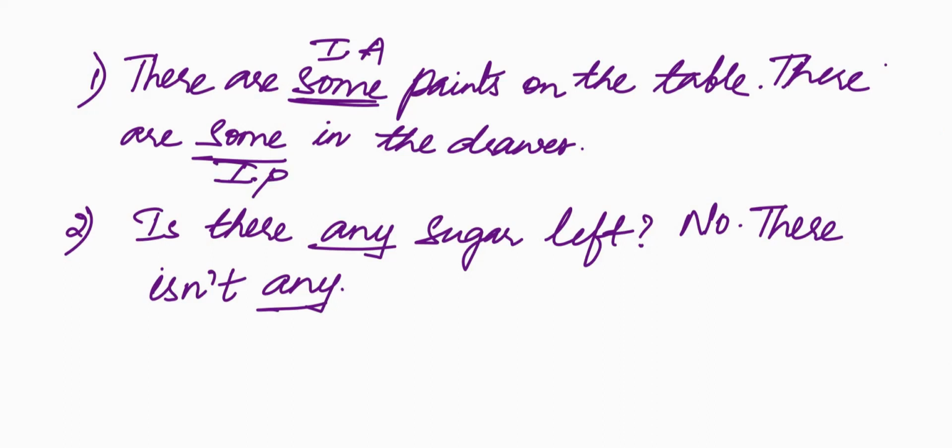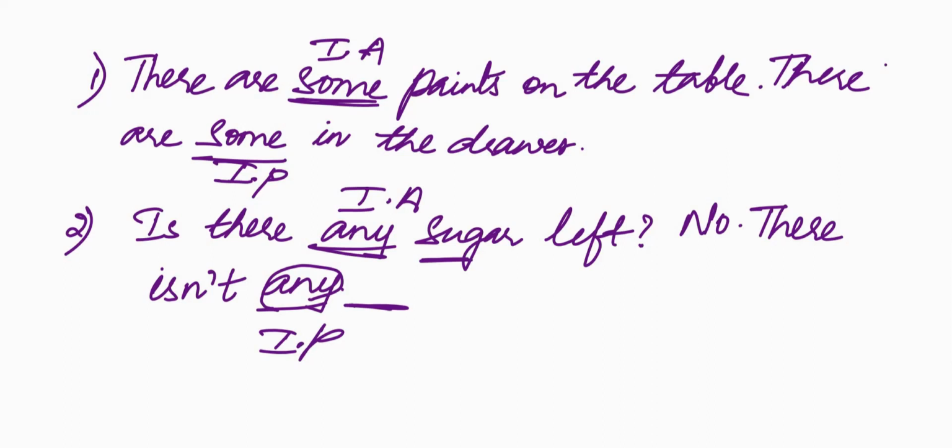In the second sentence, is there any sugar left? Any here is again an indefinite adjective because it is describing the noun sugar in a non-specific sense. It is not replacing the noun. It is describing. No, there isn't any. Any here is an indefinite pronoun because there is no noun after this pronoun. This any is written in the place of the noun sugar. It is replacing it. We are not writing any sugar. Hence, any is an indefinite pronoun here.